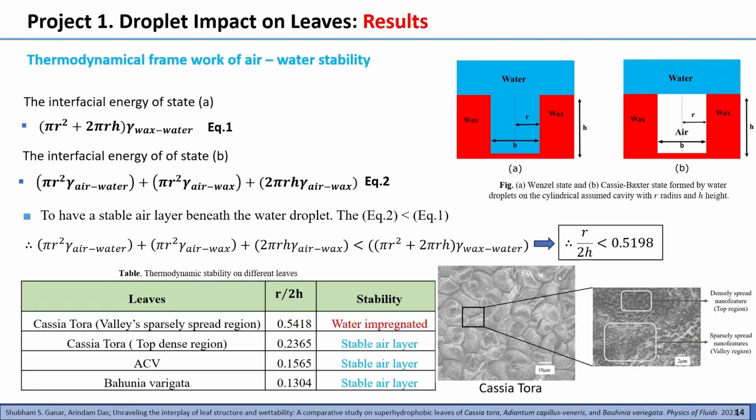When this R/H is calculated for different leaves, we found that for the Cassiodora, where these nano features are sparsely spaced, the water will impregnate and the air pocket will collapse. This increases the water-surface contact area, which is responsible for the high contact angle hysteresis and high roll-off angle. As you can see in the image, there are densely spaced nano features at the top region and sparsely spaced ones in the valley region.